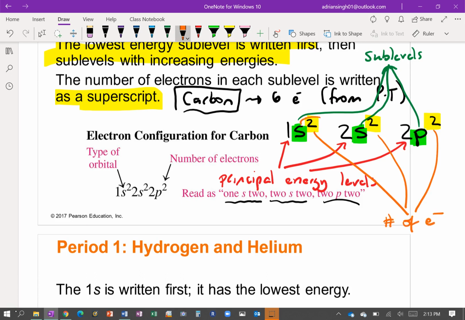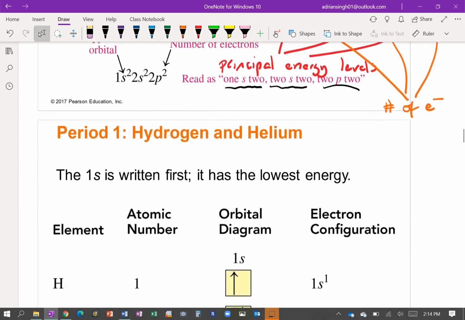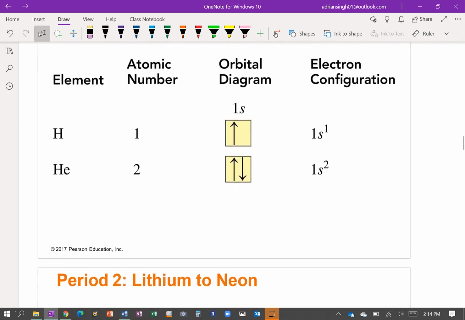All right, so if we add those together, 2 plus 2 plus 2, that gives us our 6 electrons. So how do we know that that's how we're going to arrange or configure our electrons? Well, we're going to use our electron orbital diagrams.